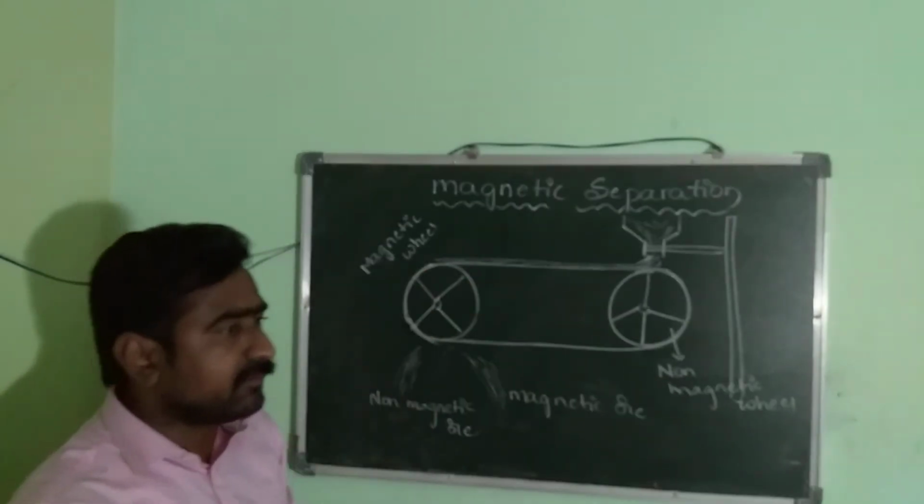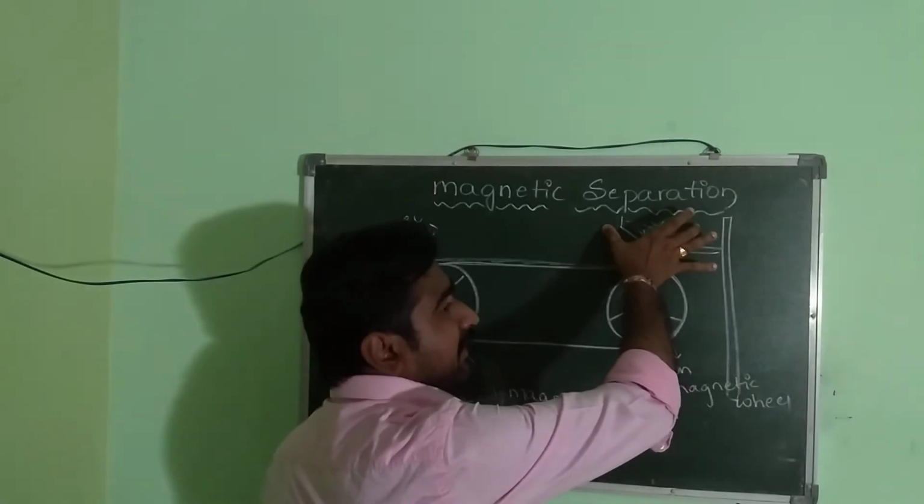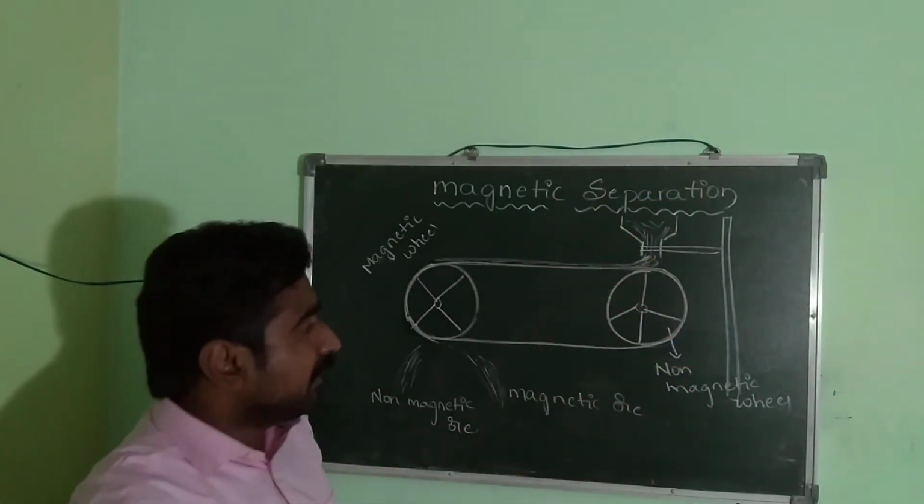After arranging it like this, we need to arrange one setup at the beginning, or in the top position, of the non-magnetic wheel.